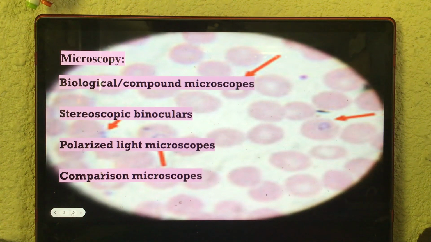Polarized light microscopes are similar to biological microscopes, but they're more sophisticated. They measure the optical and physical properties of the sample, and the comparison microscope is used to analyze the sample side by side.